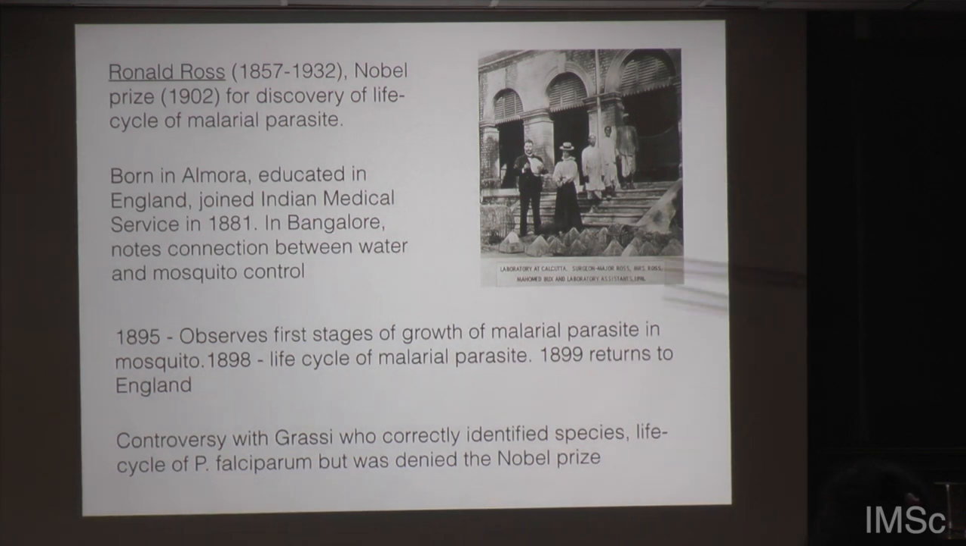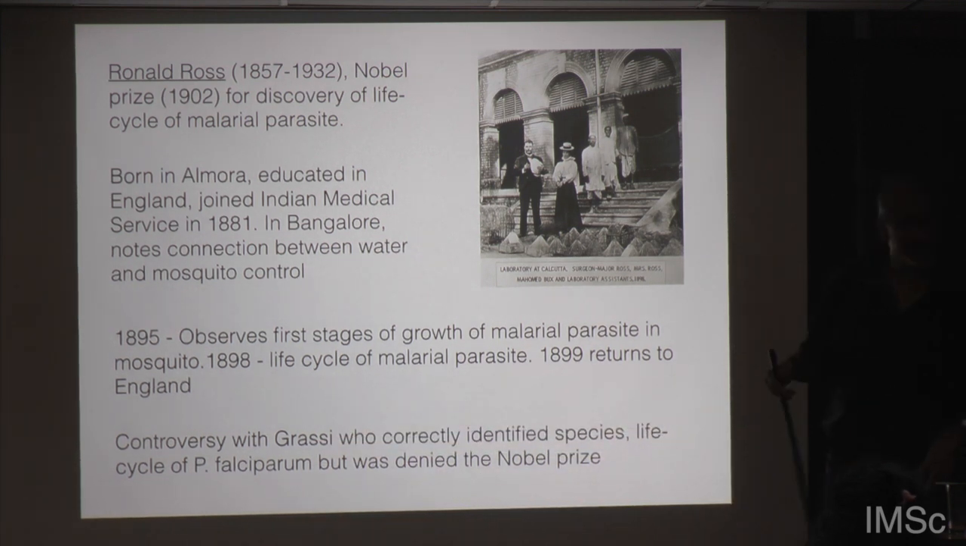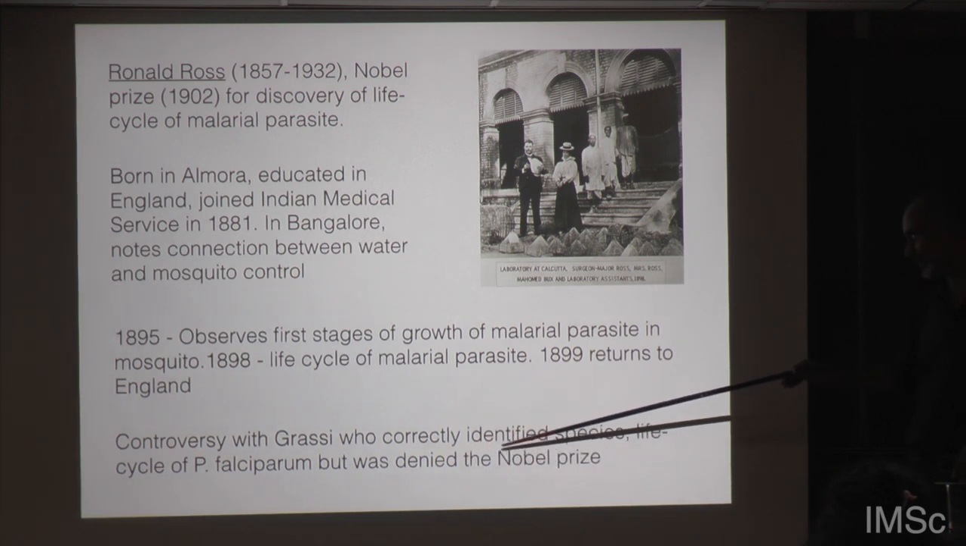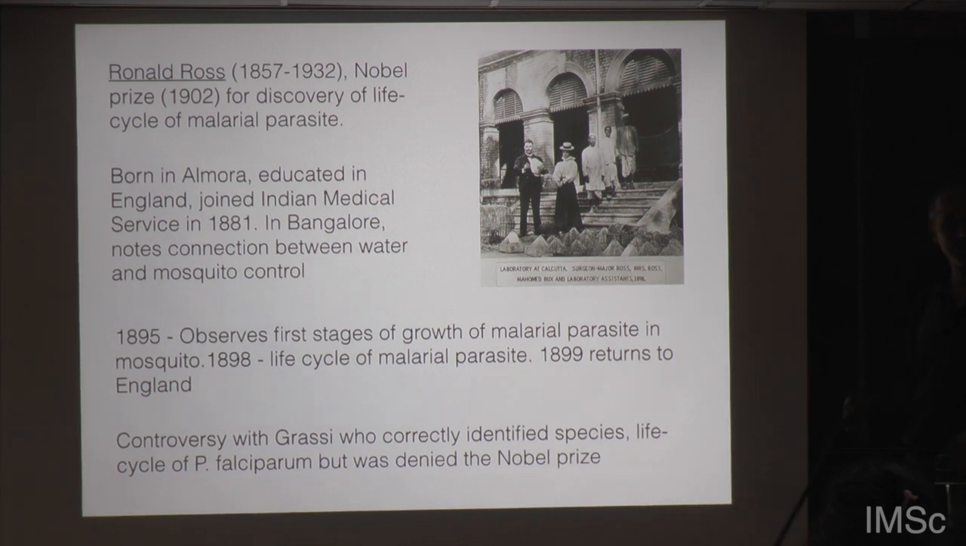So he wasn't a very nice man because he sort of fought with an Italian called Grassi, and Grassi pretty much had done everything that Ross also did, but correctly identified the species, the life cycle, etc., etc. But Ross made sure that he never got the Nobel Prize, and this is a source of great tension between both of them.